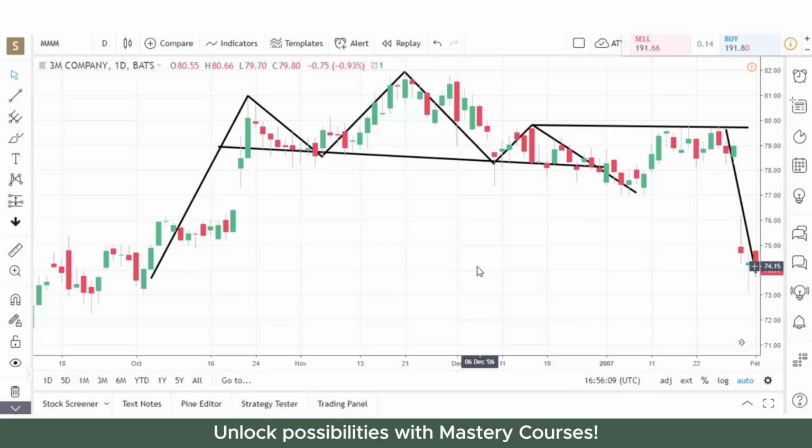So that's the head and shoulders pattern and the stock of 3M.